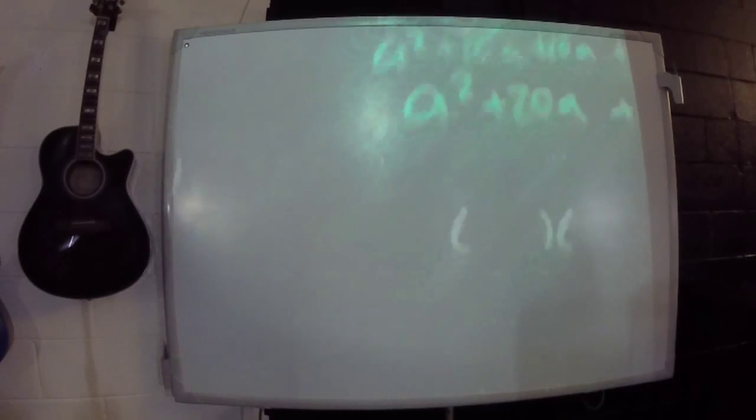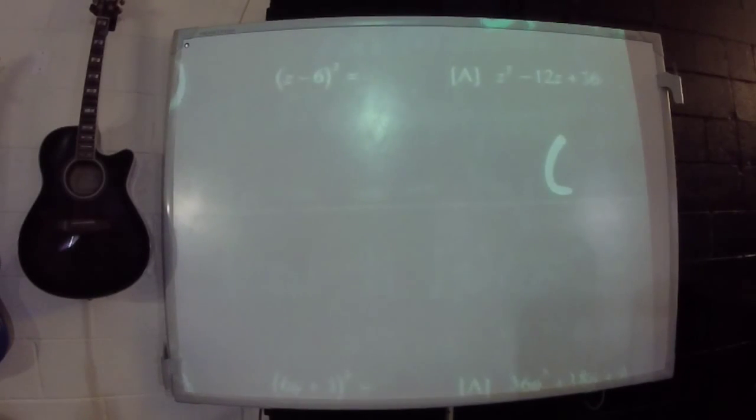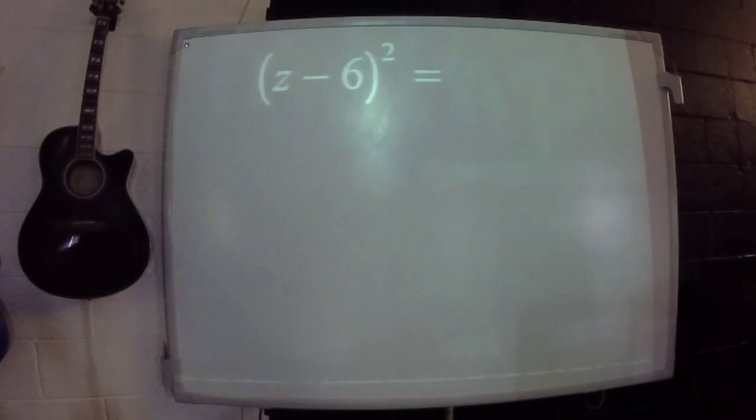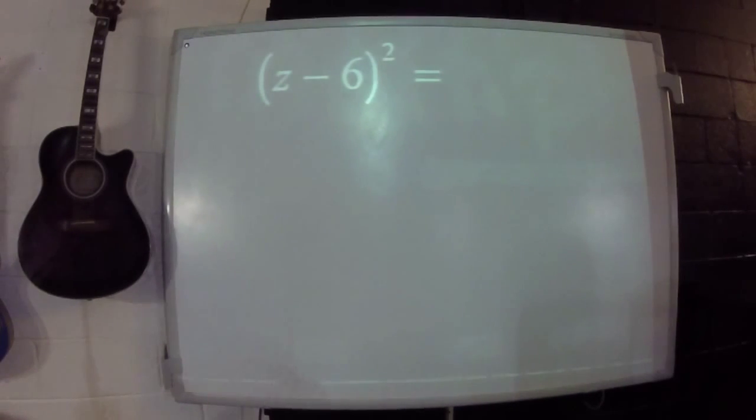And it's always kind of easier when it's pluses. All right, do example 2. Z minus 6 squared. Z minus 6 times Z minus 6. Be careful with those negatives though. Z minus 6, Z minus 6.